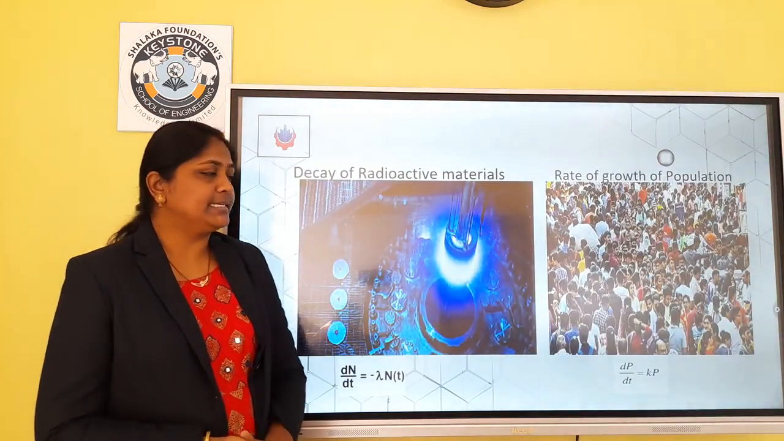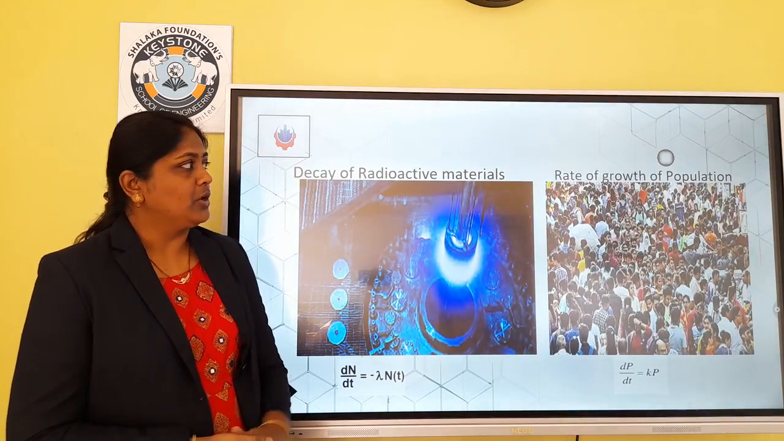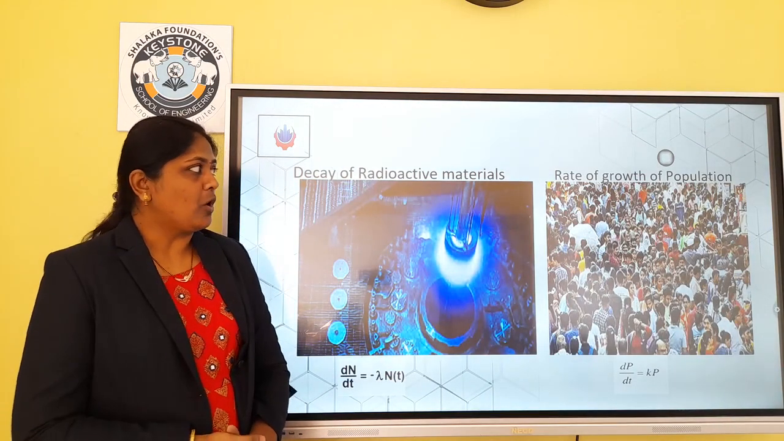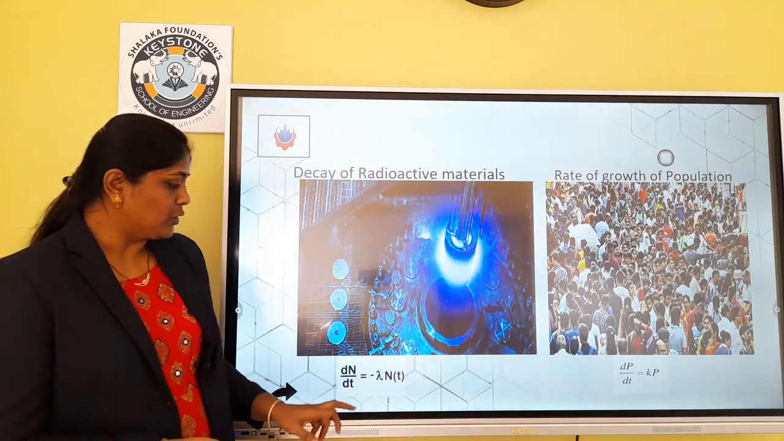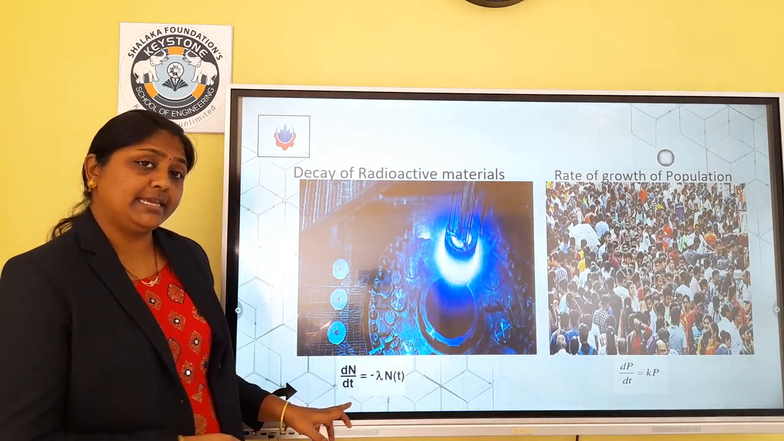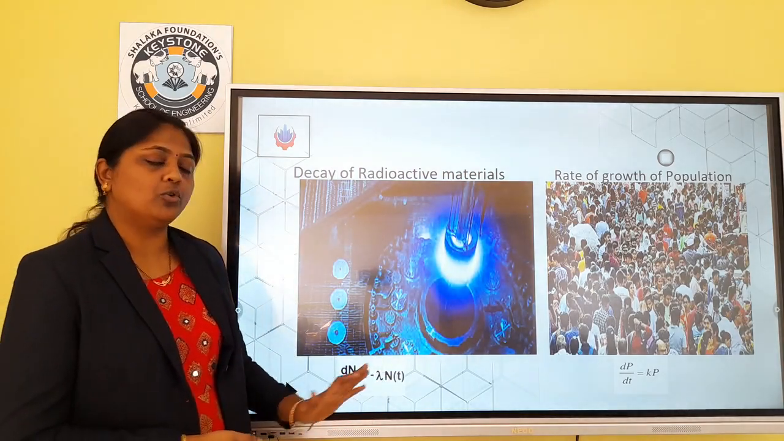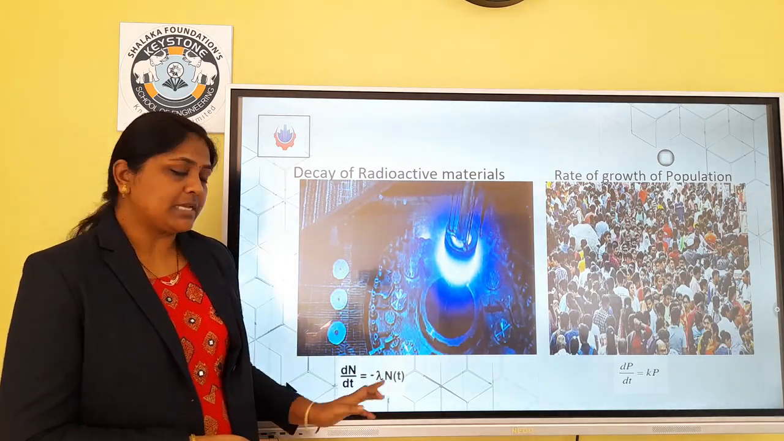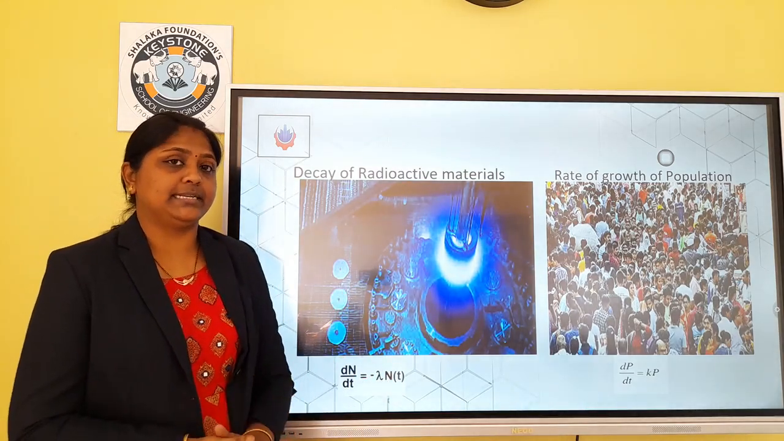The next application is decay of radioactive materials or rate of growth of population. This law, again, we have to study. What is this law? Disintegration, that is dN by dt. Disintegration at any instant is proportional to the amount of material present. This is the rate of decay law. Why is there a negative sign? Because it is decreasing, disintegration.